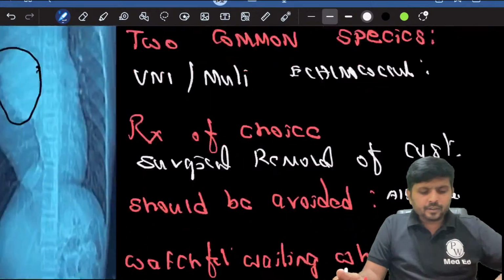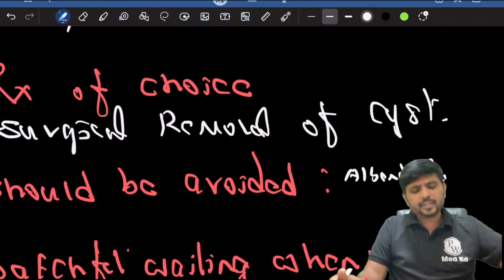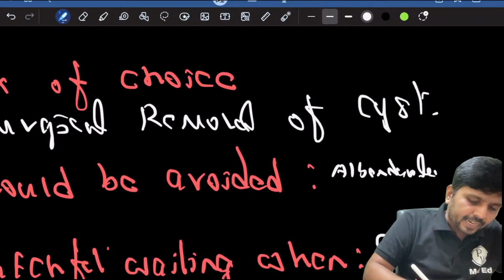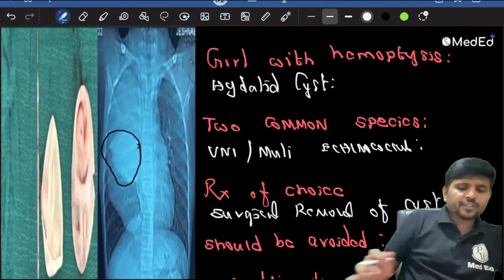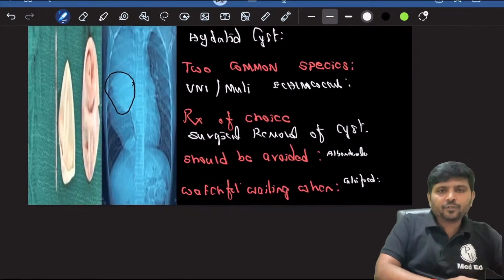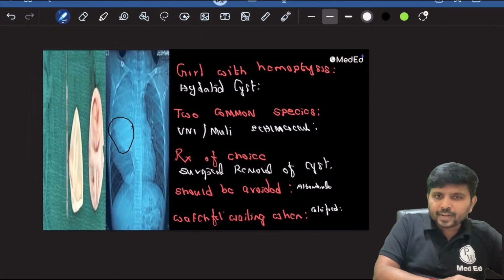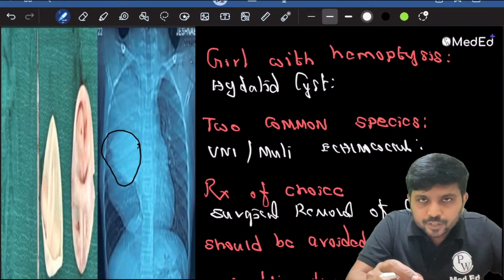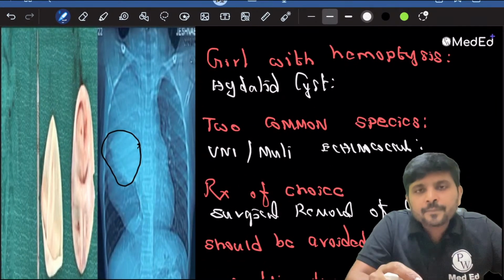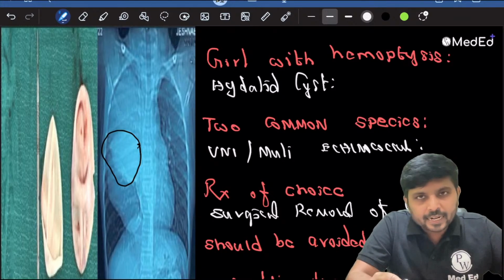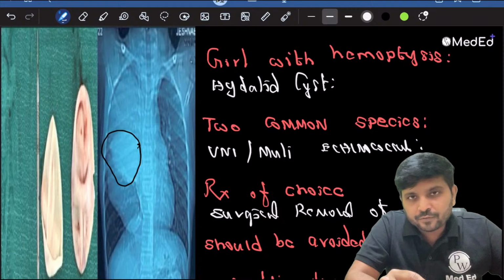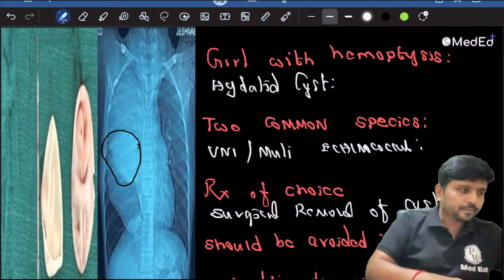And then, whenever you find hydatid cyst in the body, can I do watchful waiting? Yes, if it is calcified. Calcified means it is dead. So if it is calcified, you can wait and watch. Remember, whenever you see a lung with a cystic lesion, you need to consider hydatid cyst in the background of the diagnosis, right?